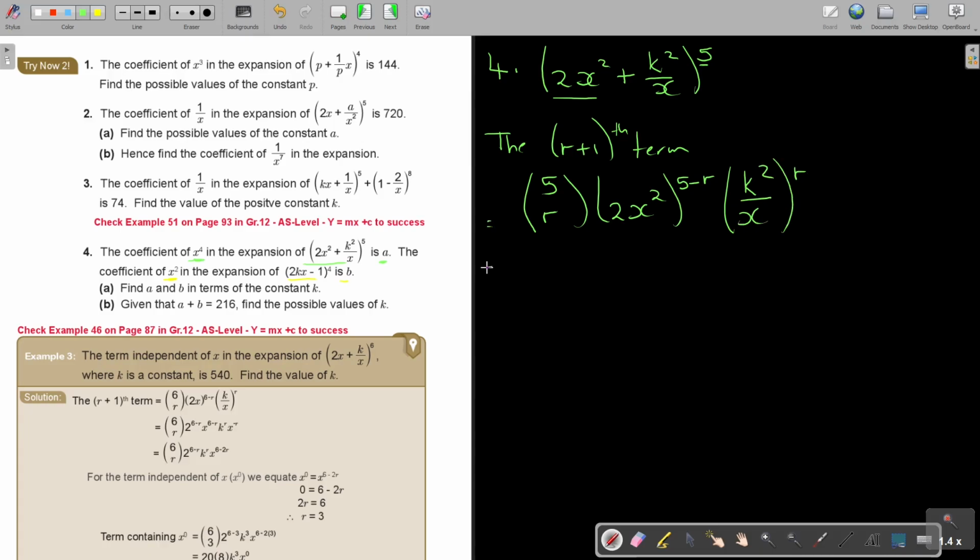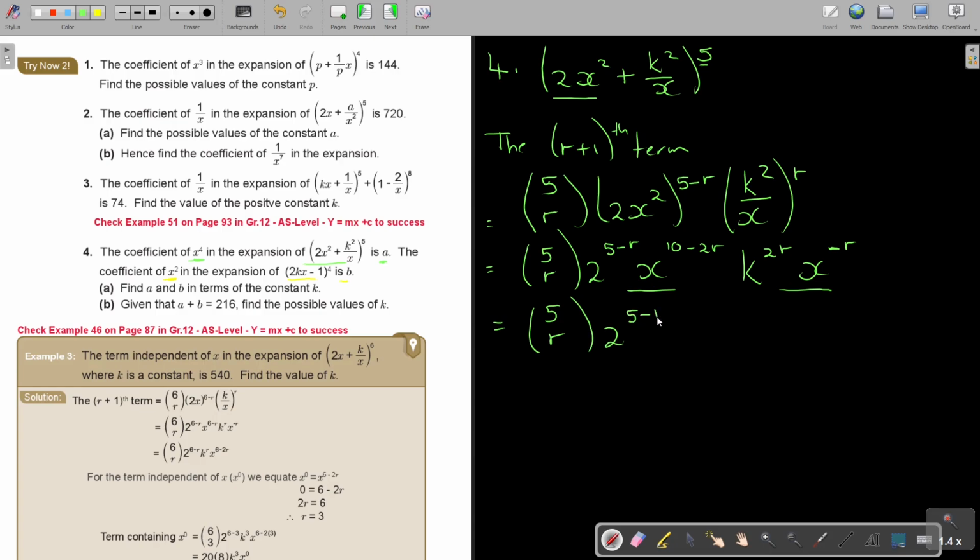Okay, so if I simplify it, I say 5Cr, and then it's 2 to the power 5 minus r, and it's x to the power 10 minus 2r. And then it's k to the 2r. Remember, if it comes up, it's negative 1, so it's x to the negative r, because you have to bring it to the numerator. Now, usually I just want to simplify the x and put it at the back. So 5Cr, then 2 to the 5 minus r, then k to the 2r, and then x to the power 10 minus 3r. So I just simplify this.